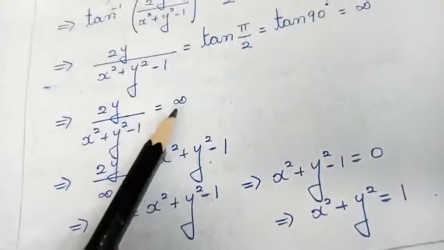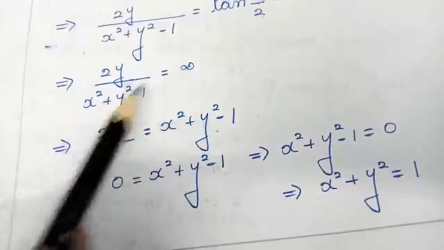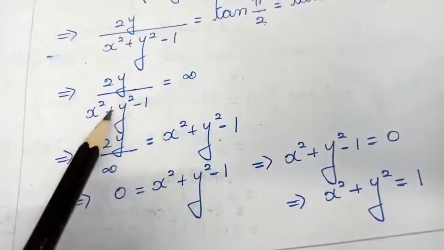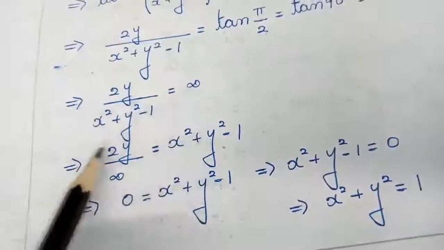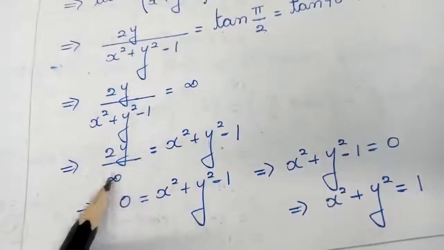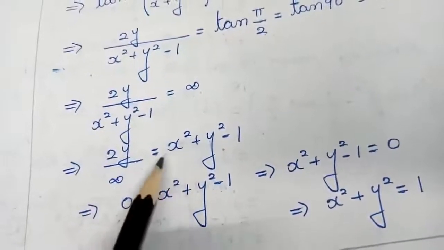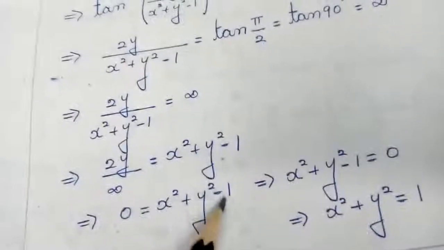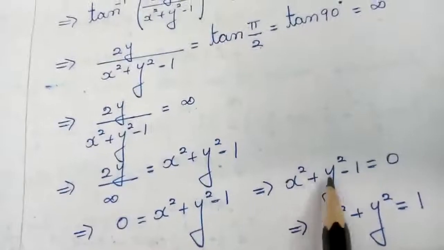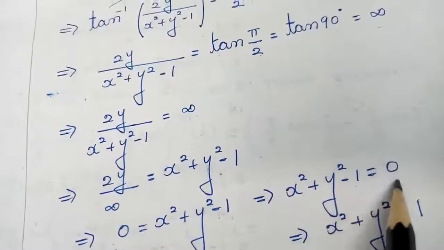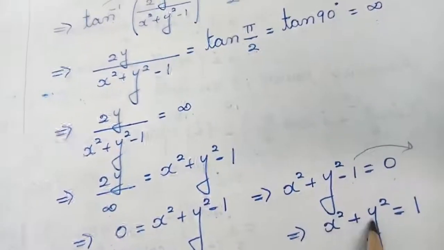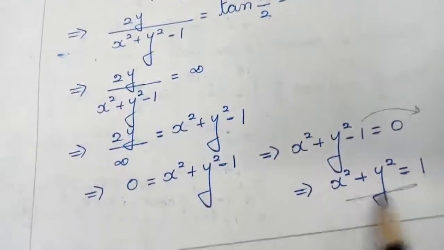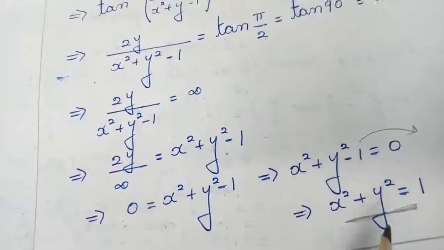What I'm doing here is just cross multiplying, bringing this infinity down to the opposite side. 2y divided by infinity is 0, equal to x square plus y square minus 1. You just make a small calculation: x square plus y square minus 1 equal to 0. Bring this minus 1 to this side, that is x square plus y square equal to 1, and this is the answer they are asking for in your question.